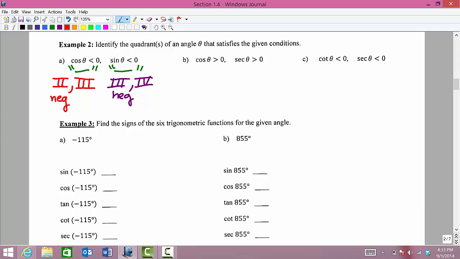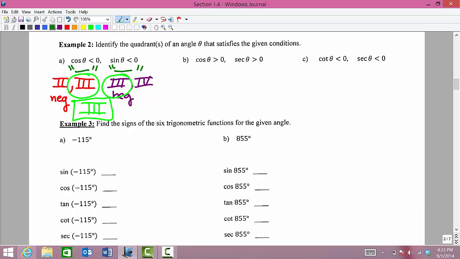So which quadrant are we talking about if both cosine and sine are both negative? That must be describing quadrant 3. So for sine and cosine to both be negative, we must be living in quadrant 3. So the angle theta lives in quadrant 3.